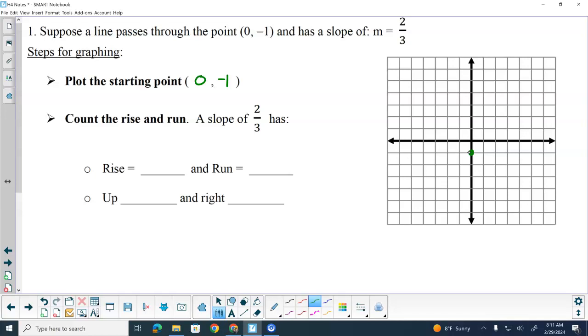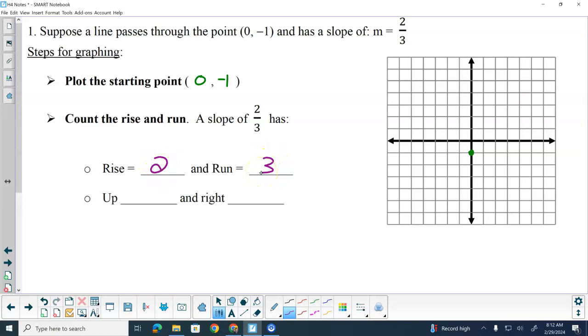Okay, right? So there's our starting point. Okay, so we need to plot that point. 0, negative 1 has a starting point of down 1 from the origin. Okay, right? Now it said that this line has a slope that is 2/3. So what would a rise be then of a slope of 2/3? 2 is our rise. What's our run? 3. Yep. So our rise is 2 and our run is 3.